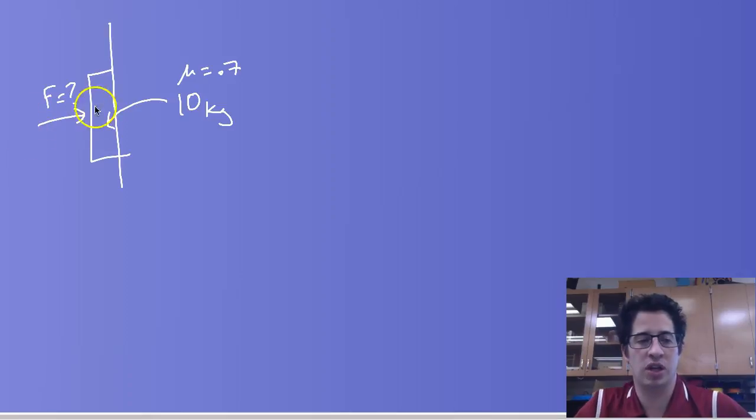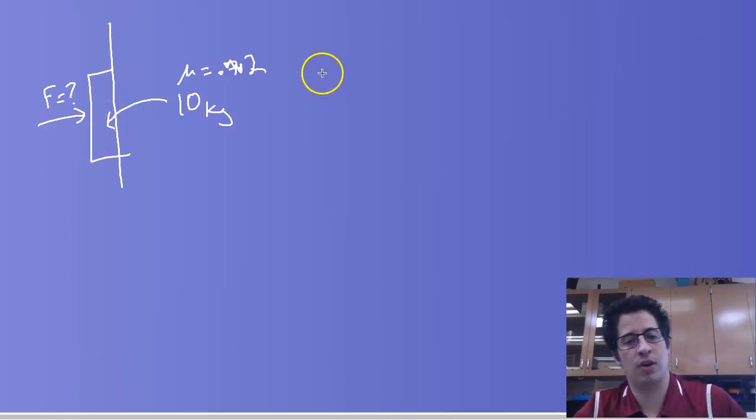If there's a coefficient of friction of 0.7, it's kind of high. Let's say the coefficient of friction is 0.2 between the book and the wall. The question is, with how much force do we have to push to keep it in place? To start, I'm going to draw a free body diagram. We have the downward weight of the book.